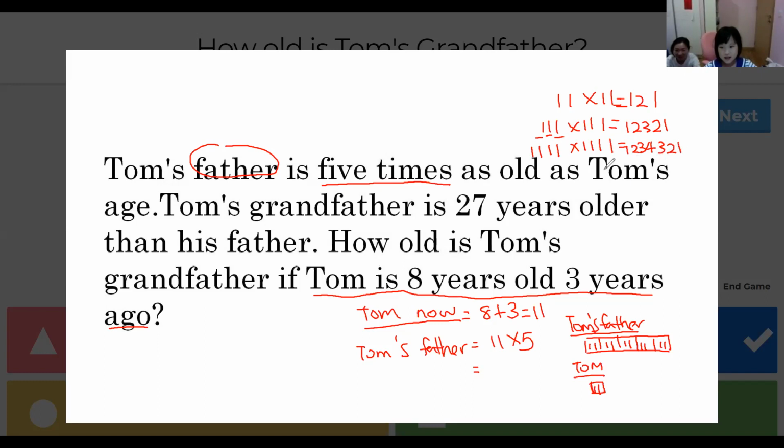So now y'all can show your friends this trick, okay? So next time you get 1111111 times 1111111, you go and figure it out, okay? So anyway, back to my 11 times 5 question. 11 times 5 is 55. Then my last step is the grandfather is 27 older. So 55 plus 27, which equals 82.